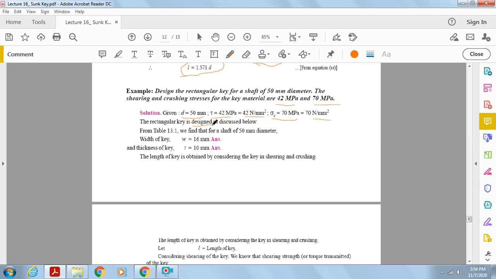Now the rectangular key is designed as discussed below. Now we have a table, table 13.1. Although this table is not attached, in any book you can find this particular table, and I shall give you this table at the very end of this lecture. Also I shall attach it along with that. But for any shaft with 50 mm diameter, the width of the key shall be W equal to 16 mm, and the thickness of the key should be considered T equal to 10 mm.